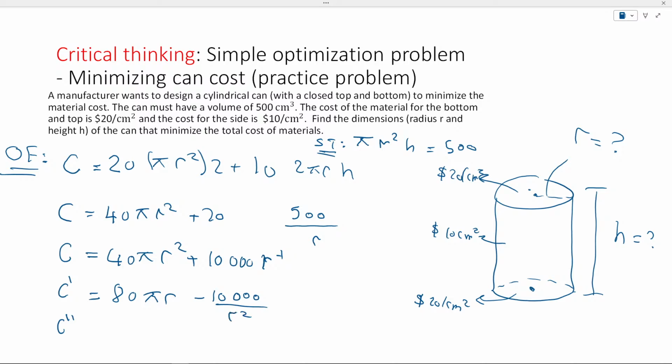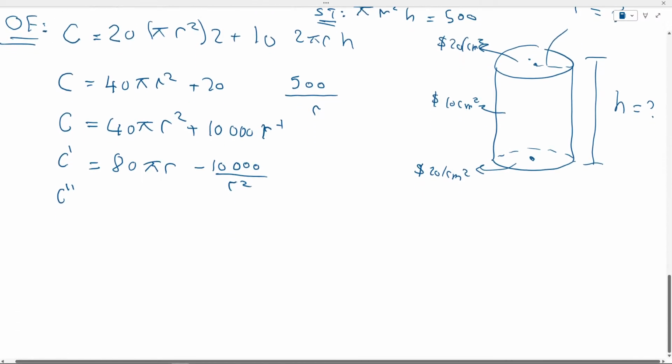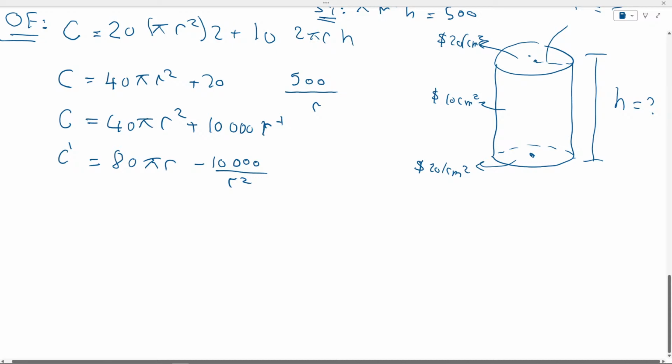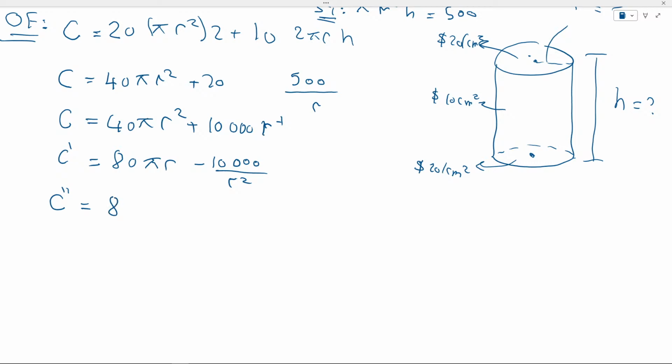If you want to do this guy also, now we can do him now. So that's like 80 by this, and then here you multiply this by negative 2, and then you raise this by 1, so that would be like 2 times 10,000 over r cubed. Okay, so we have something that looks like this.